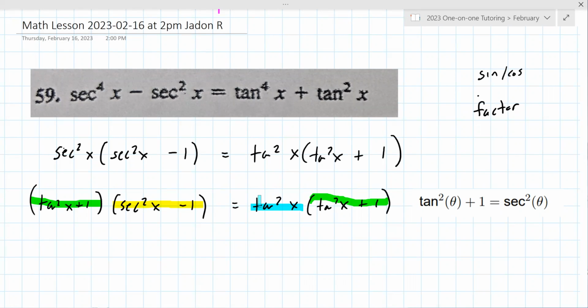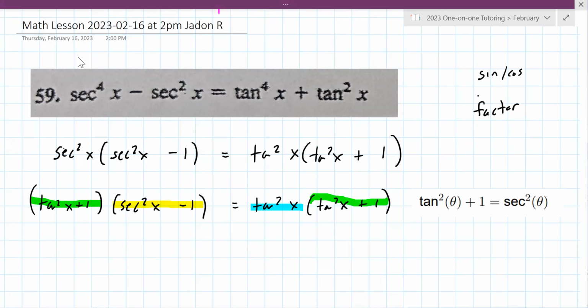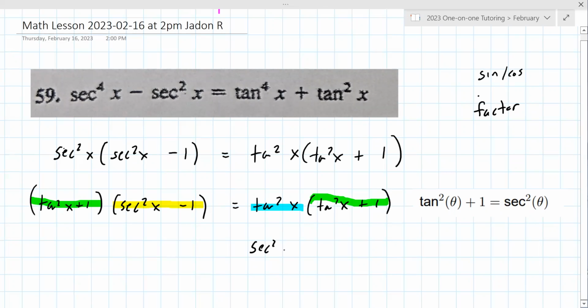Plus 1. Well, the tangent squared x would equal secant squared minus 1. Yes. And that's basically, now it's done. Secant squared x minus 1, tangent squared x plus 1. And this is it. It is done.